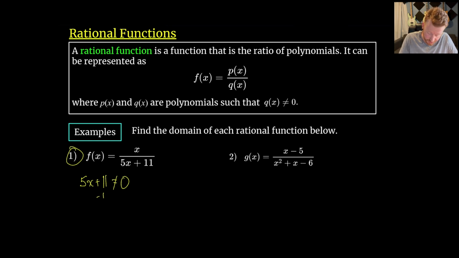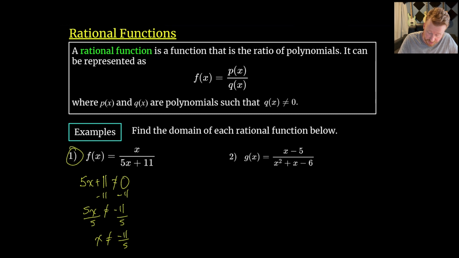So we will subtract 11 from both sides, and we'll get 5x is equal to negative 11. We'll divide both sides by 5, and we get that x is not equal to negative 11 over 5. So if we did try and plug that number in, we would end up dividing by 0.